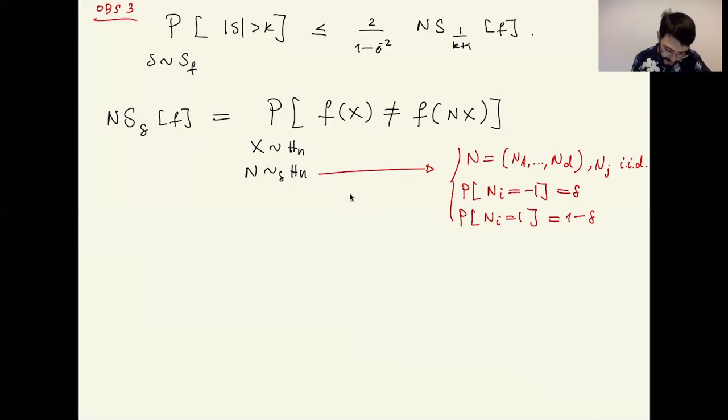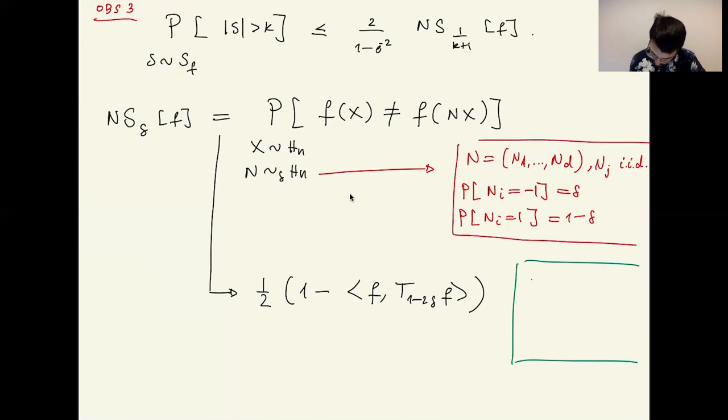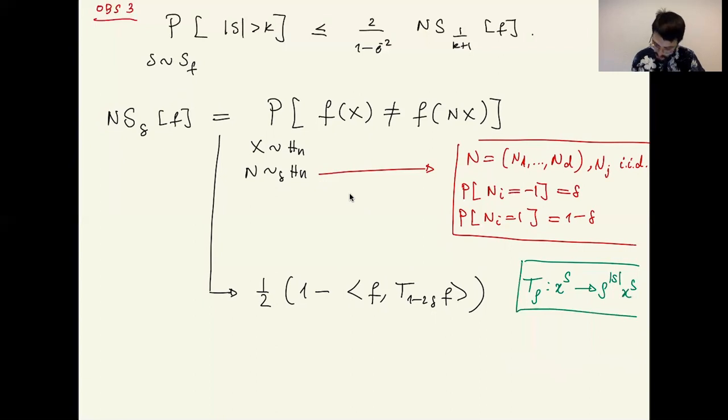But then there is an identity we showed, and it's a simple computation, that this was also equal to 1 minus the inner product of f with the multiplication operator T. So recall that the multiplication operator T_rho sends x^S to rho raised to the modulus of S times x^S.